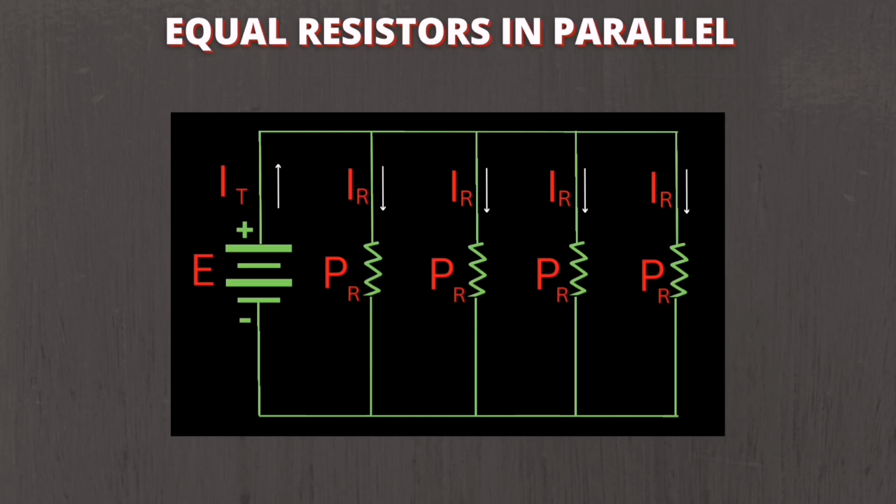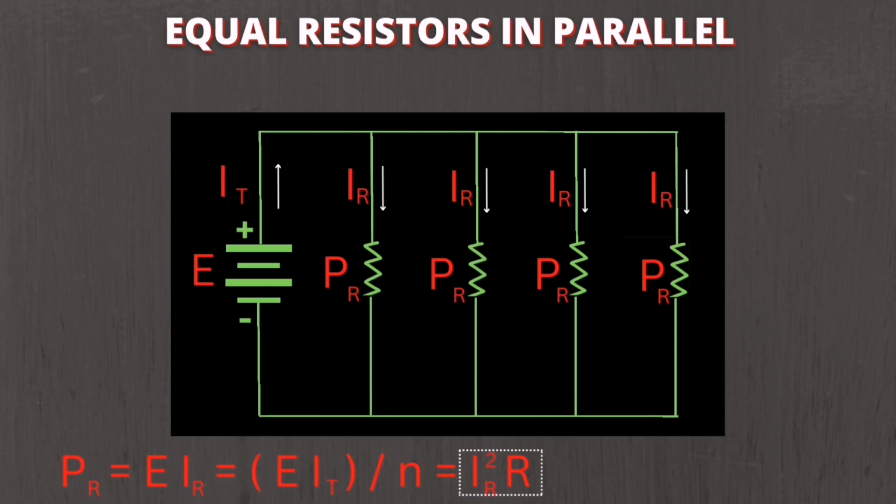And then the number 5 condition is that the power taken by each resistor, P of R, is equal to E multiplied by I of R, where E is the voltage and I of R is the current flowing in each resistor. Or it can also be solved by P of R equal to E multiplied by I sub t divided by N, where I sub t is the total current flowing in the circuit, and N is the total number of resistors.